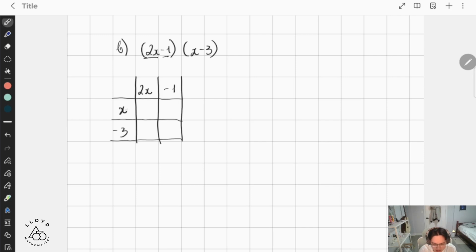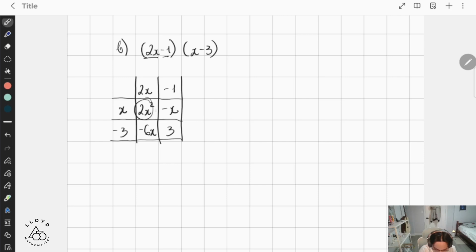And with x times 2x, it will become 2x squared. And with x times -1, it will become -x. And -3 times 2x, it will become -6x. And here, -3 times -1, it will become 3.